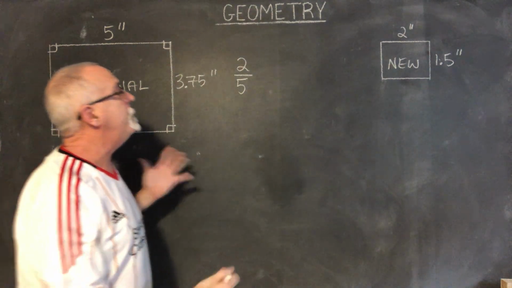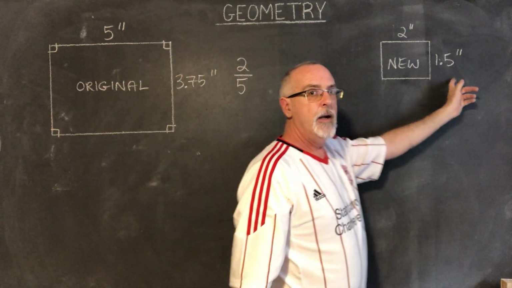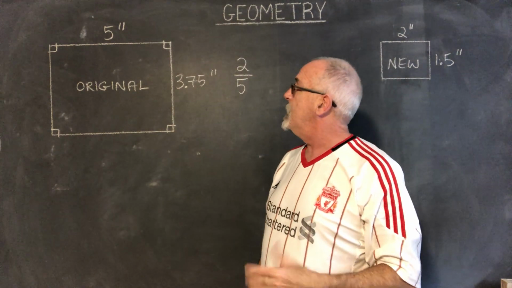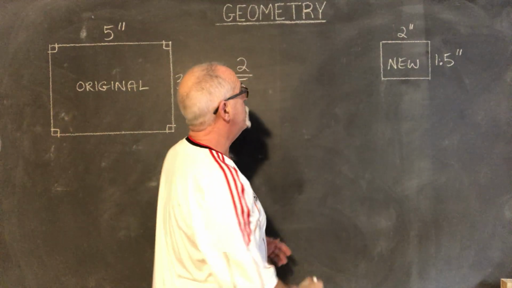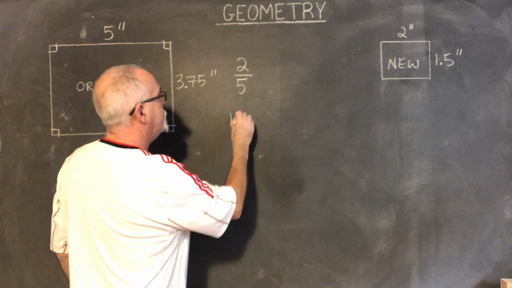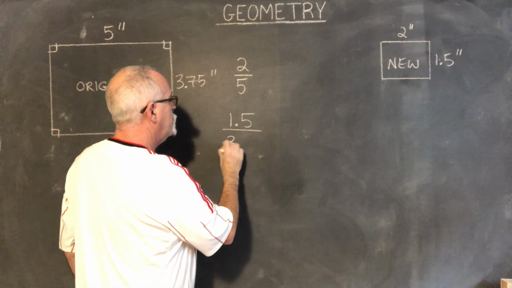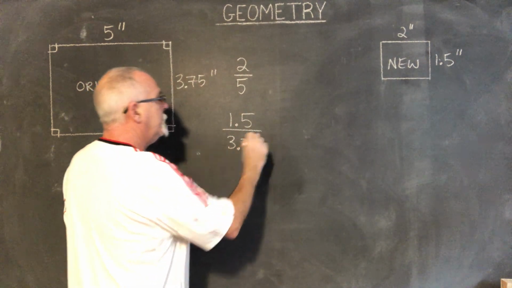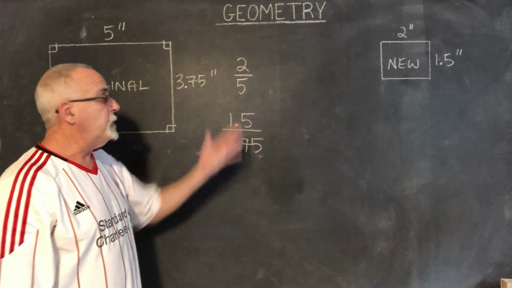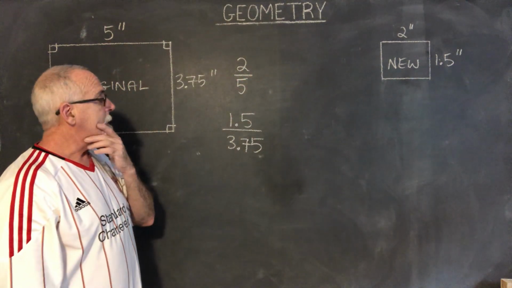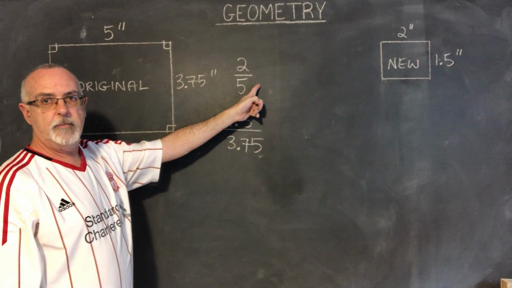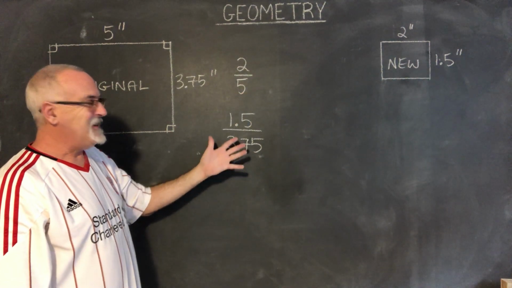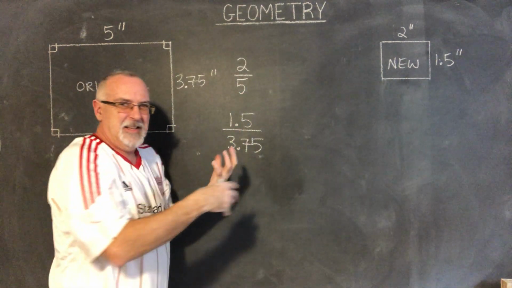But wait, could we find the scale factor if we use these weirder looking decimal ones? Yes, we still have to put new over original, so let's try it. 1.5 over 3.75. It is the same scale factor. Both of these will work, but this one's a lot easier to look at. So this is not only not reduced, it's a fraction with decimals inside it.